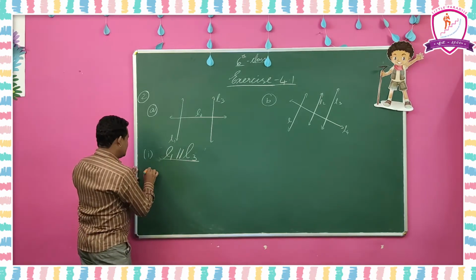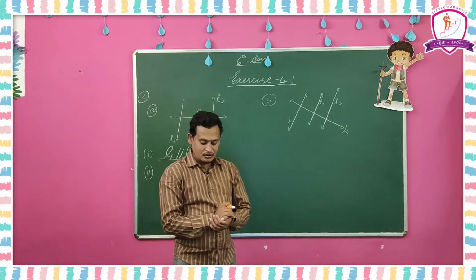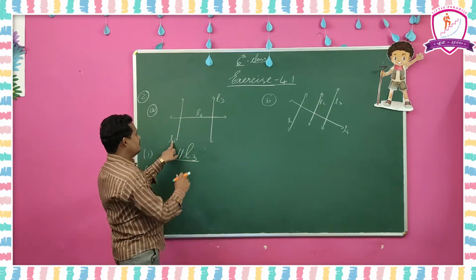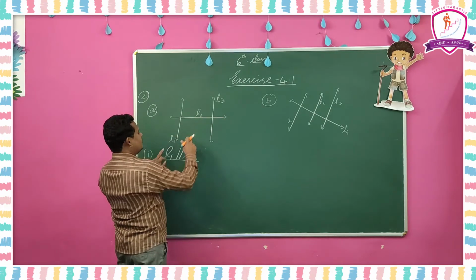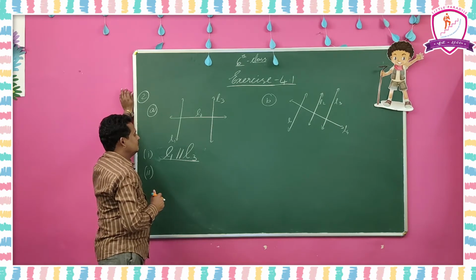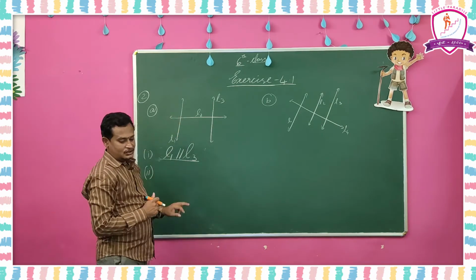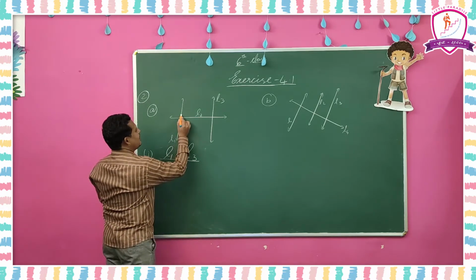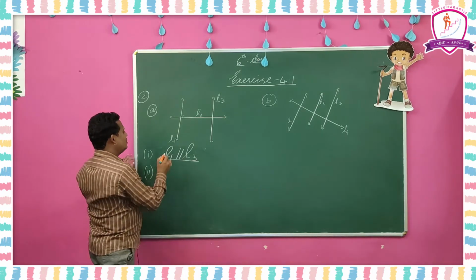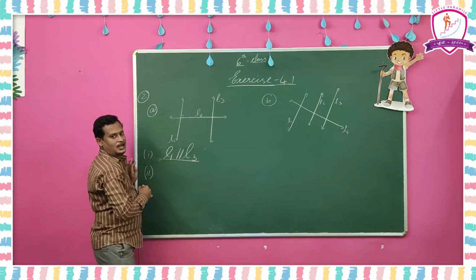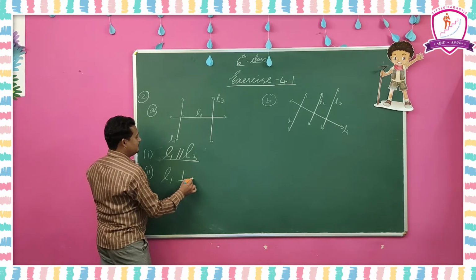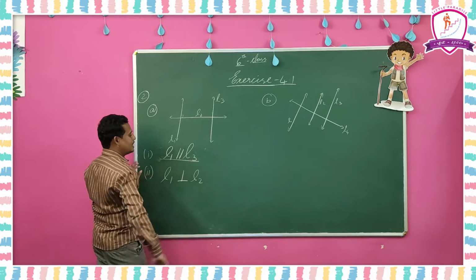What is the second question asking here? What about L1 and L2? This is L1 and this is L2. When a line segment is joining L1 and L2, the angle will be 90 degrees. So L1 is perpendicular to L2. You have to use the perpendicular symbol here: L1 is perpendicular to L2. Like this you have to write.